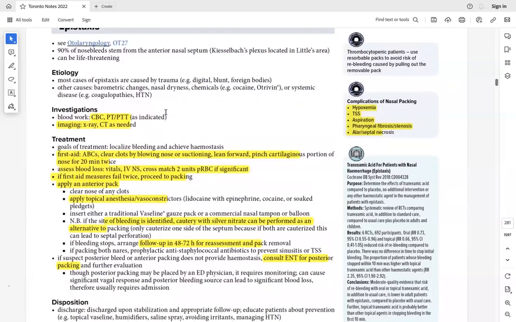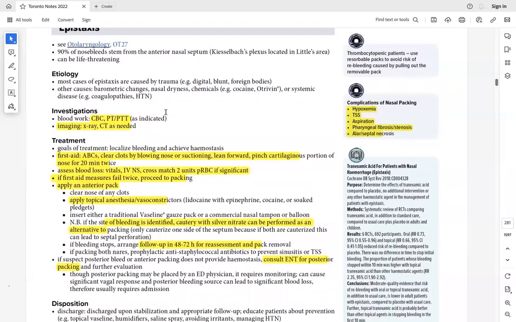Epistaxis, the patient is presenting with epistaxis. The most common cause of epistaxis is digital trauma. Okay, just with your finger digging in, and that can be the cause. So what will we do? First, after doing the ABCs, we have to ask the patient to pinch the nose for 20 minutes, and they will do this twice.